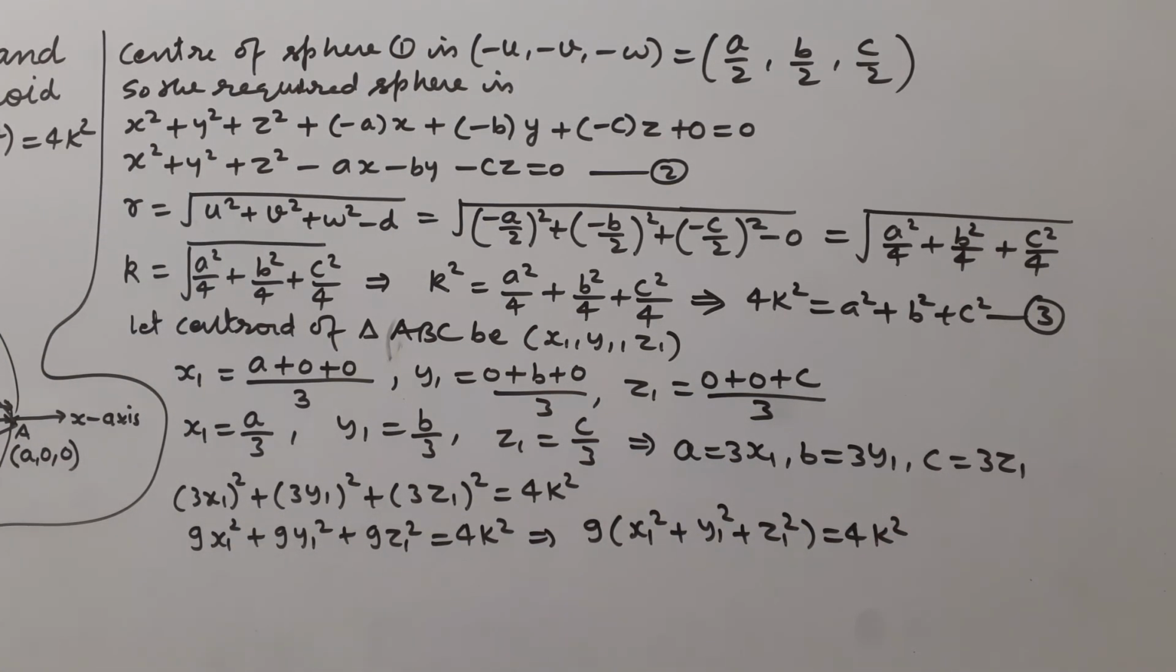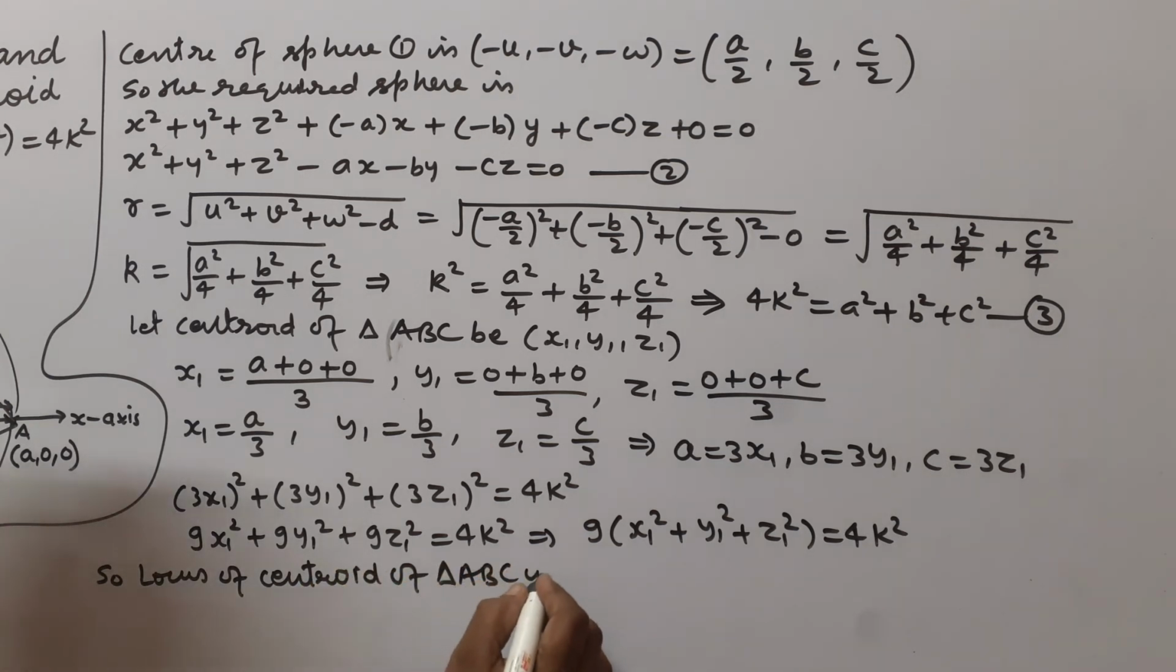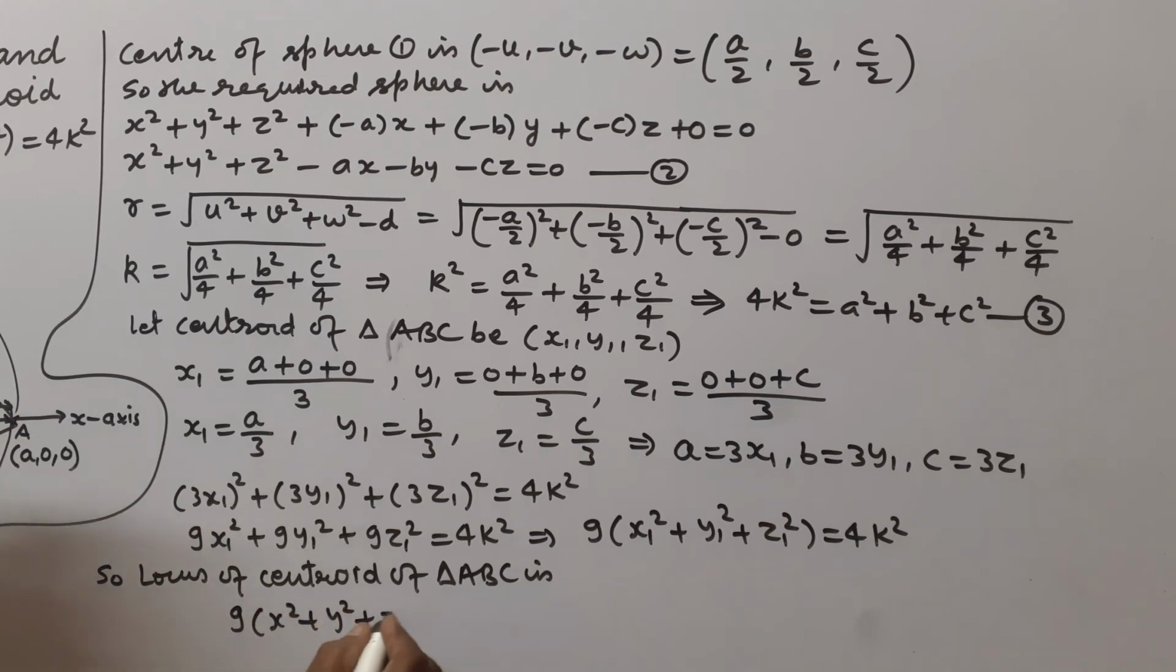So the locus of the centroid of triangle ABC is 9 times x square plus y square plus z square is equal to 4k square.